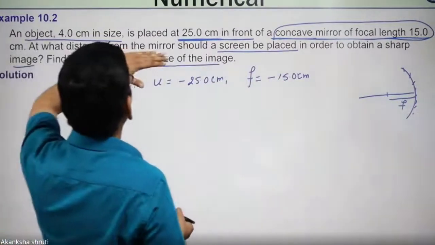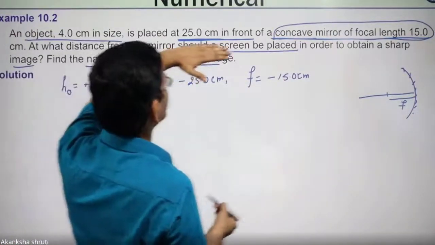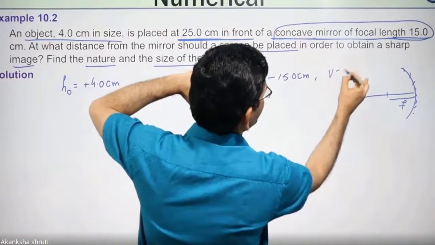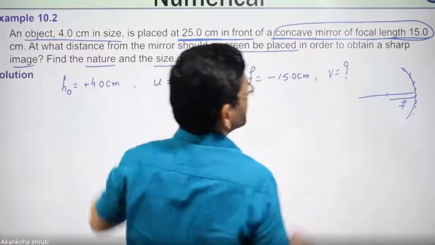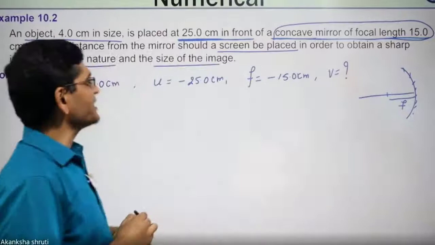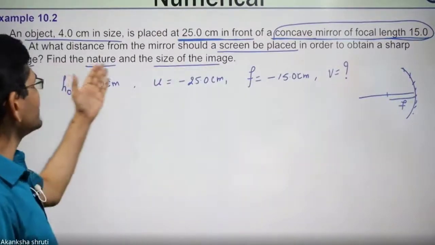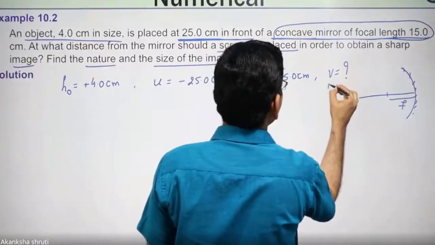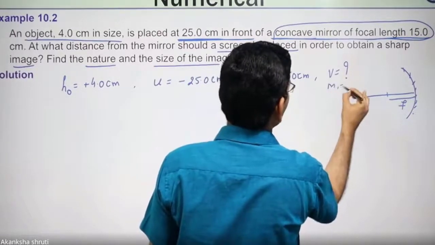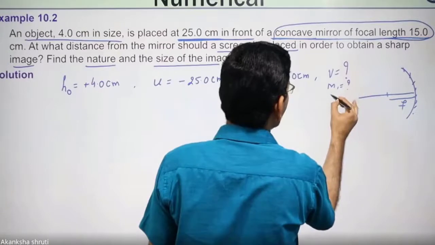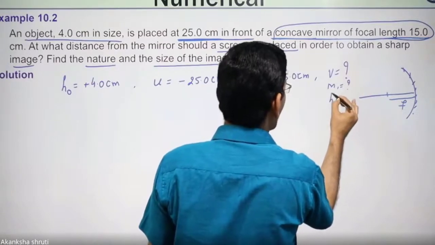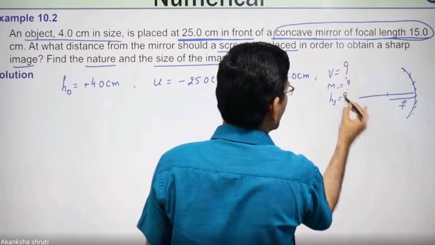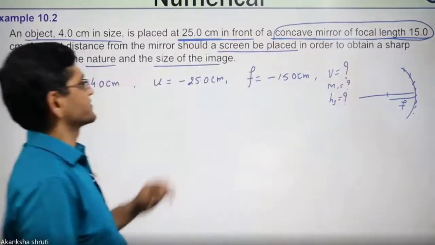Then at what distance from the mirror should the screen be placed? The screen has to be placed at the position of image formation for obtaining a sharp image. Then we have to get the nature and size, meaning magnification. Size of image is asked here, so HI is equal to what? These are the three things asked here.